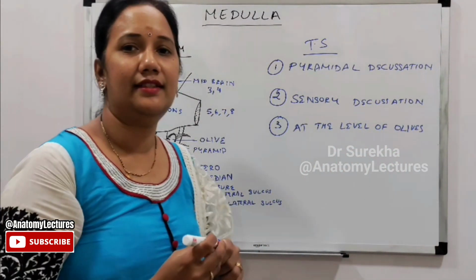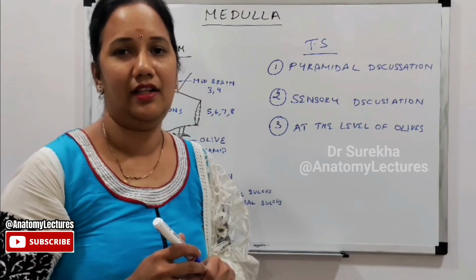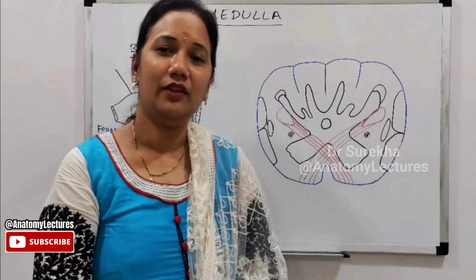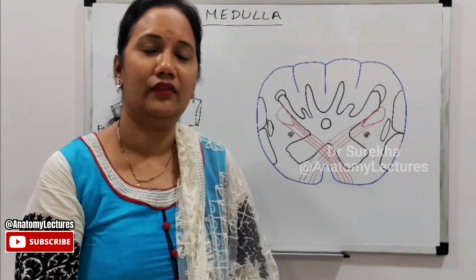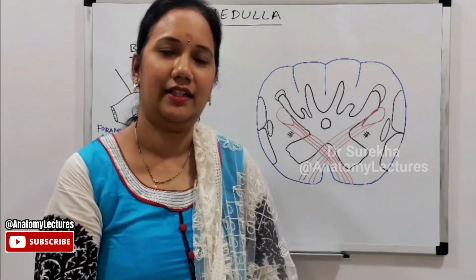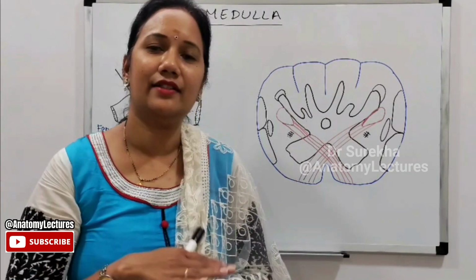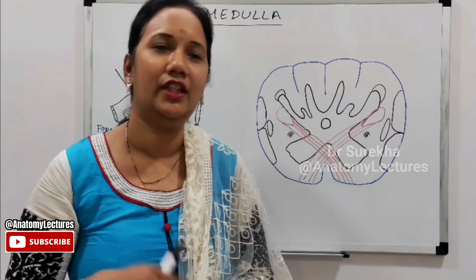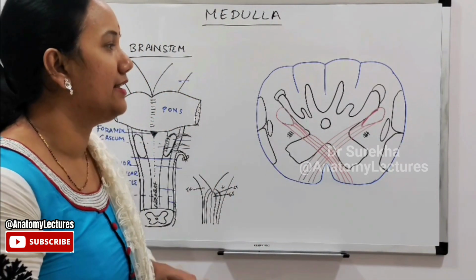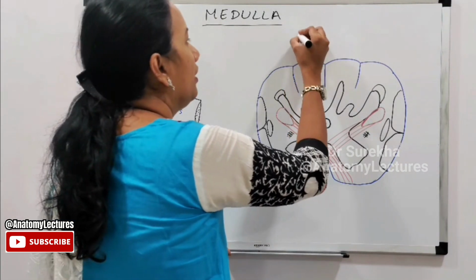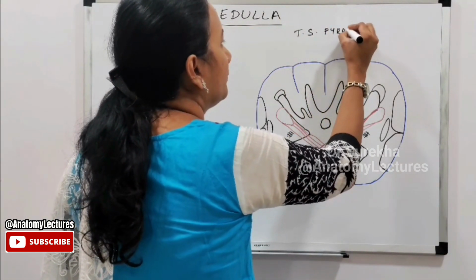Now let us discuss in detail what features are present in each level. So now let us have a look at the section of the medulla at the level of the pyramidal decussation, that is at the lower level of the medulla. So we are taking a transverse section at the lower level of the medulla. So what are the features? This is how the TS of the medulla will look at the level of pyramidal decussation.